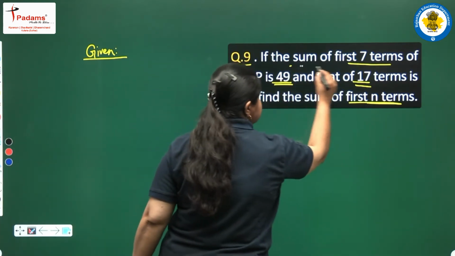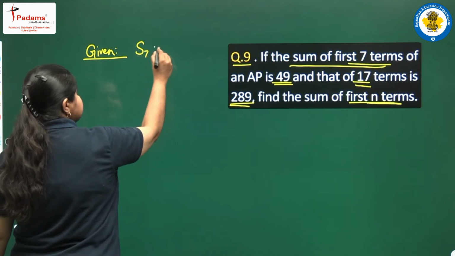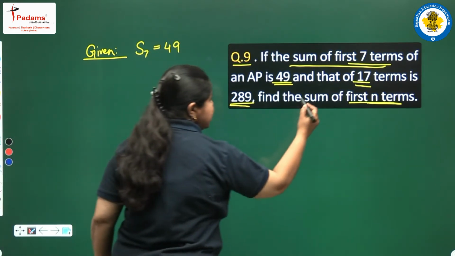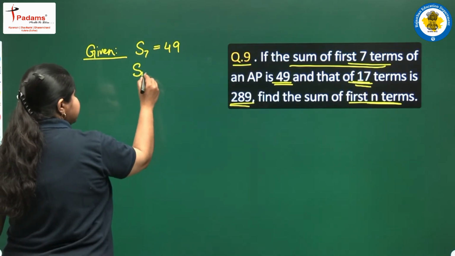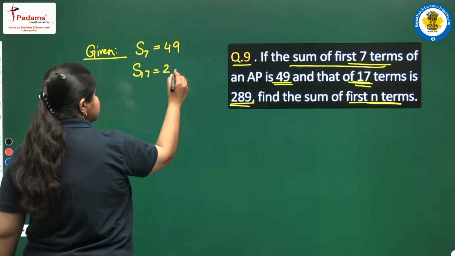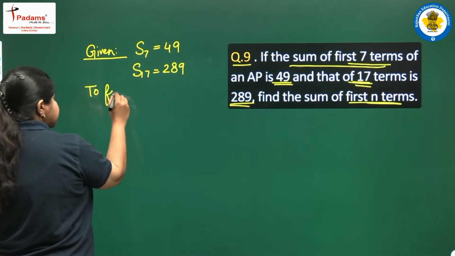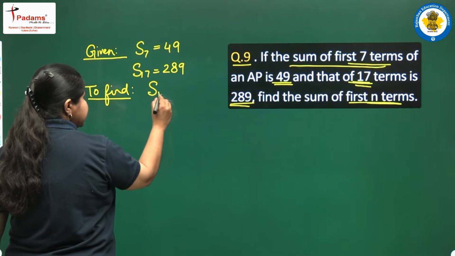The sum of first 7 terms we denote it by S7, and this is given equal to 49. Also, we have been given sum of first 17 terms. We denote it as S17, and this is equal to 289. Now, we have to find the sum of first n terms, which we denote by Sn.